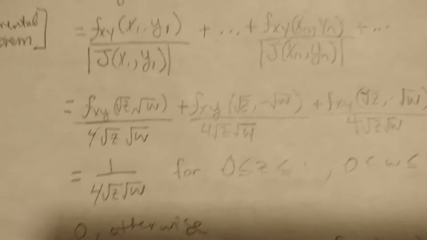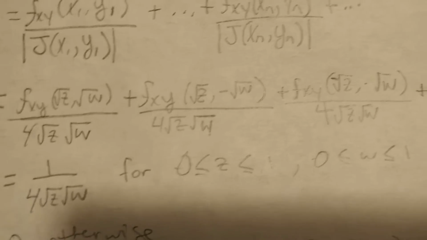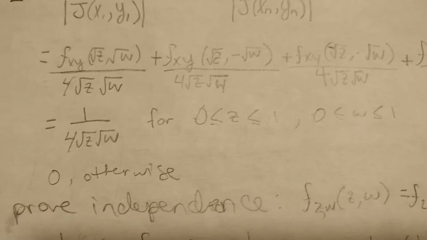And that ends up simplifying to 1 over 4 root z root w, for z varying from 0 to 1, and for w varying from 0 to 1. And then otherwise it's 0.